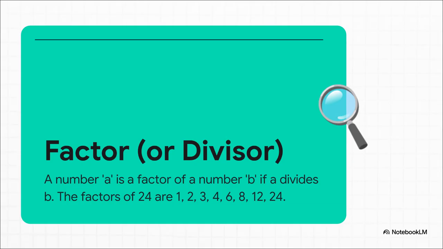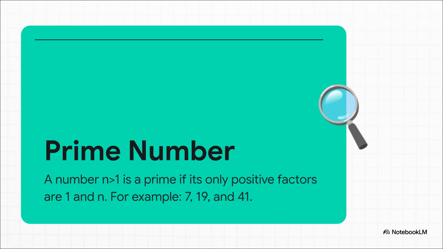Before we go any further, just a super quick refresher on a term we're going to be using a lot, a factor. A factor is just any number that divides another number perfectly, with zero remainder. So for 24, you've got a whole bunch of them. 1, 2, 3, 4, and so on, all the way up to 24 itself. Simple enough, right?